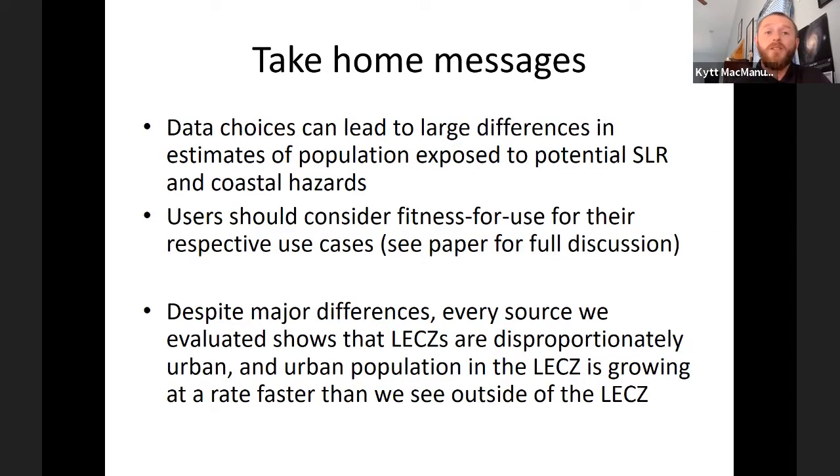So some of the take-home messages of this study is that data choices can lead to large differences in estimates of population. Users should consider fitness for use for their specific use cases. This isn't something I've discussed, but in the paper, there's a large discussion about fitness for use. So I'd recommend people take a look. And despite major differences, every source we evaluated showed that LECZs are disproportionately urban, and that the urban population in the LECZ is growing faster than outside of it.